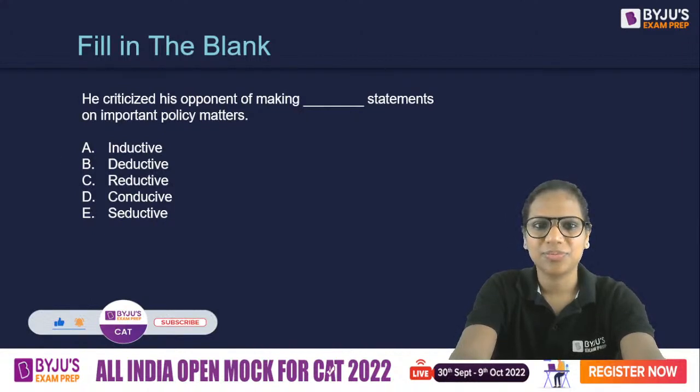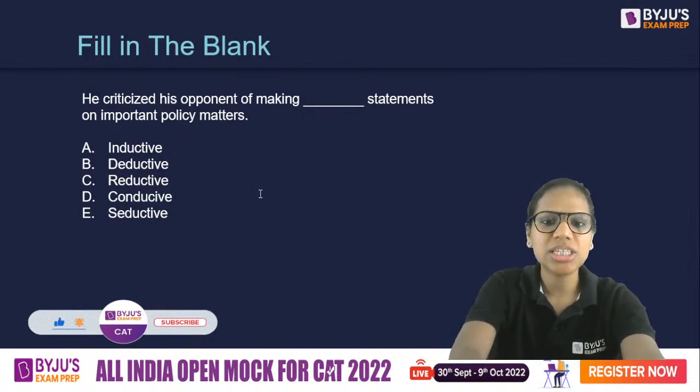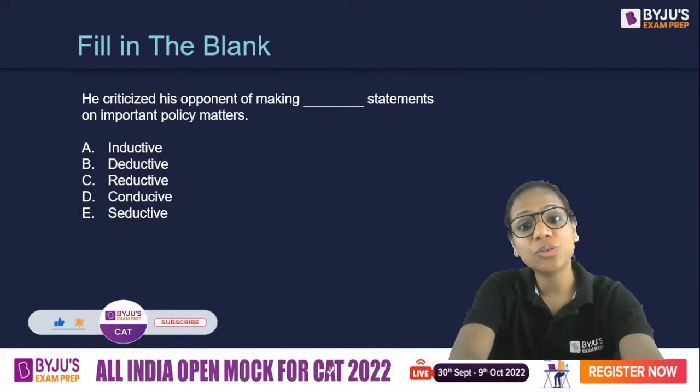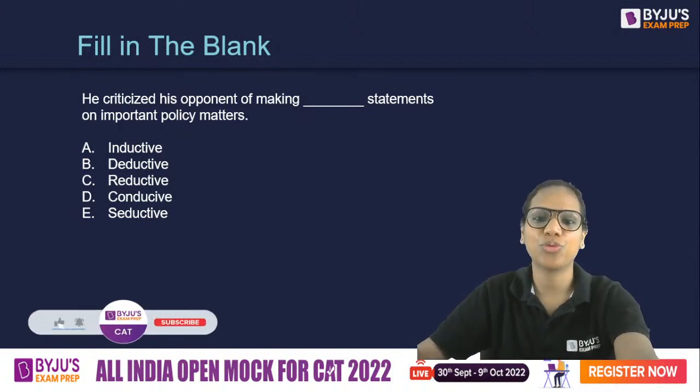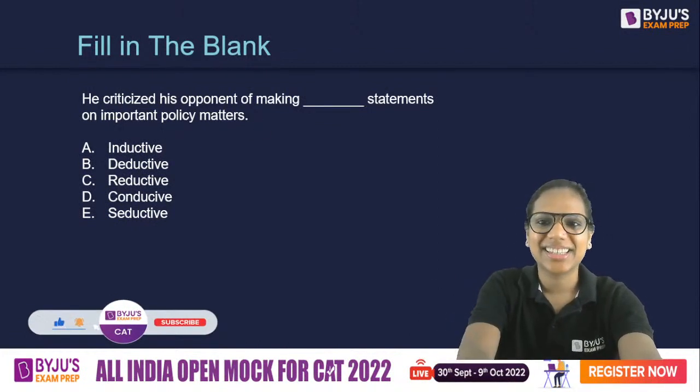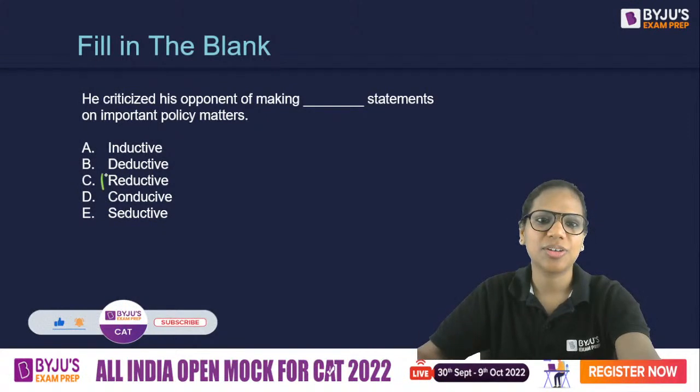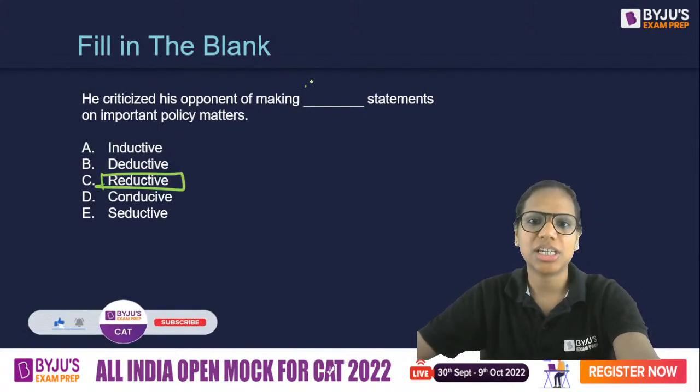No, wait. I have one more question after this. Yes, second last. So he criticized his opponent for making... Yes. So this is a question that I've done with some of you already. C, absolutely correct. For making reductive statements.